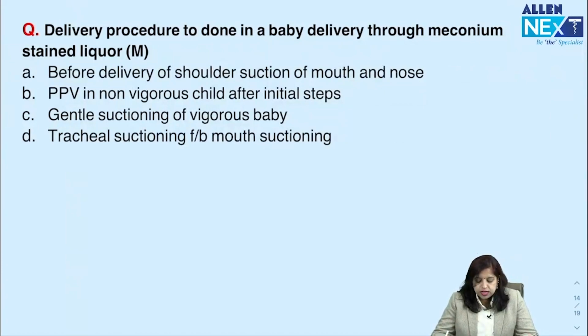The delivery procedure to be done in a baby delivered through meconium stained liquor. So lots of evolutions have taken place in the management of meconium stained liquor babies, right from the starting of NRP revisions. We have been witnessing that when I was doing my post-graduation, we used to do this, that before delivery of the anterior shoulder, we used to suction the mouth and the nose, right. That means the rest of the body is still in the vaginal cavity. The obstetrician used to halt the process of extracting out the baby, and we used to do the suction of mouth and nose.